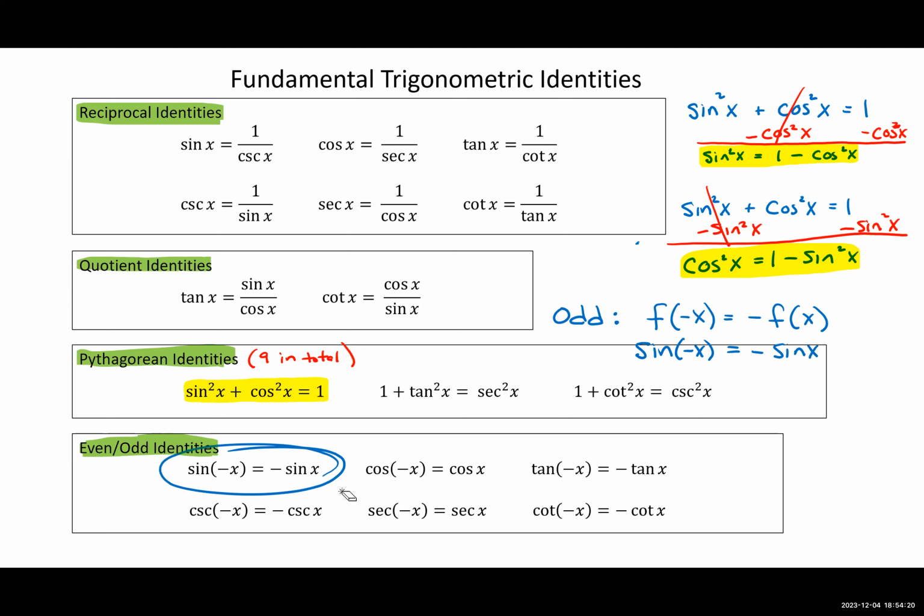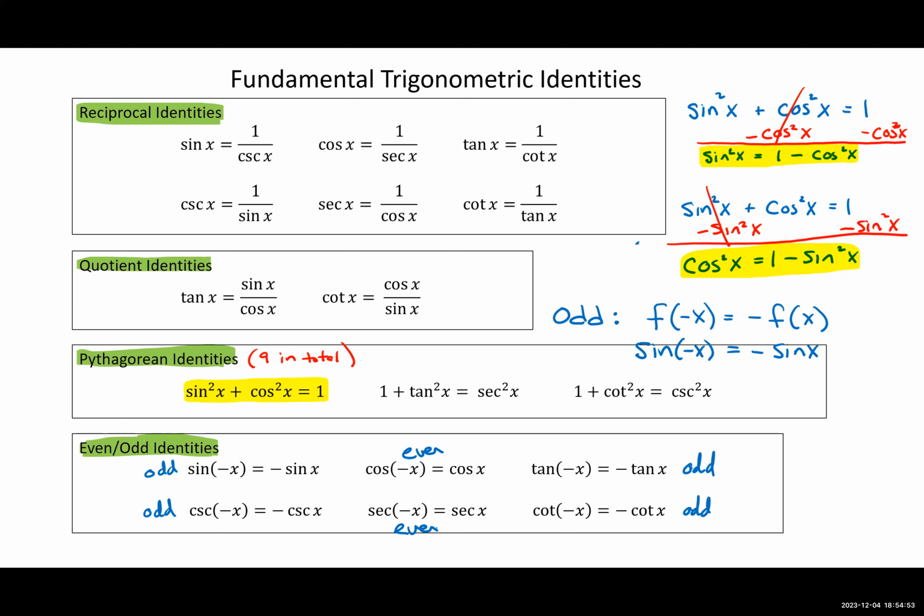So these are all the definitions. Sine is odd. Cosecant is odd. Tangent and cotangent, both odd. Cosine, even function. Secant, even function. So these are specific examples of our definitions of even and odd. Okay, so these are our fundamental trigonometric identities that we have so far.